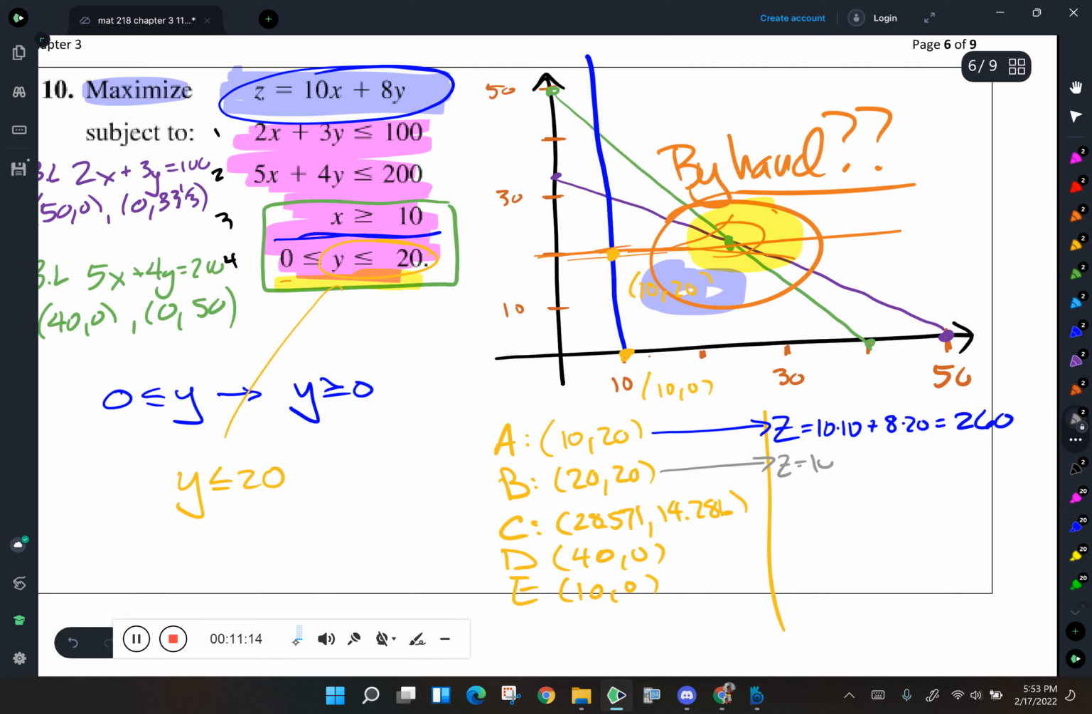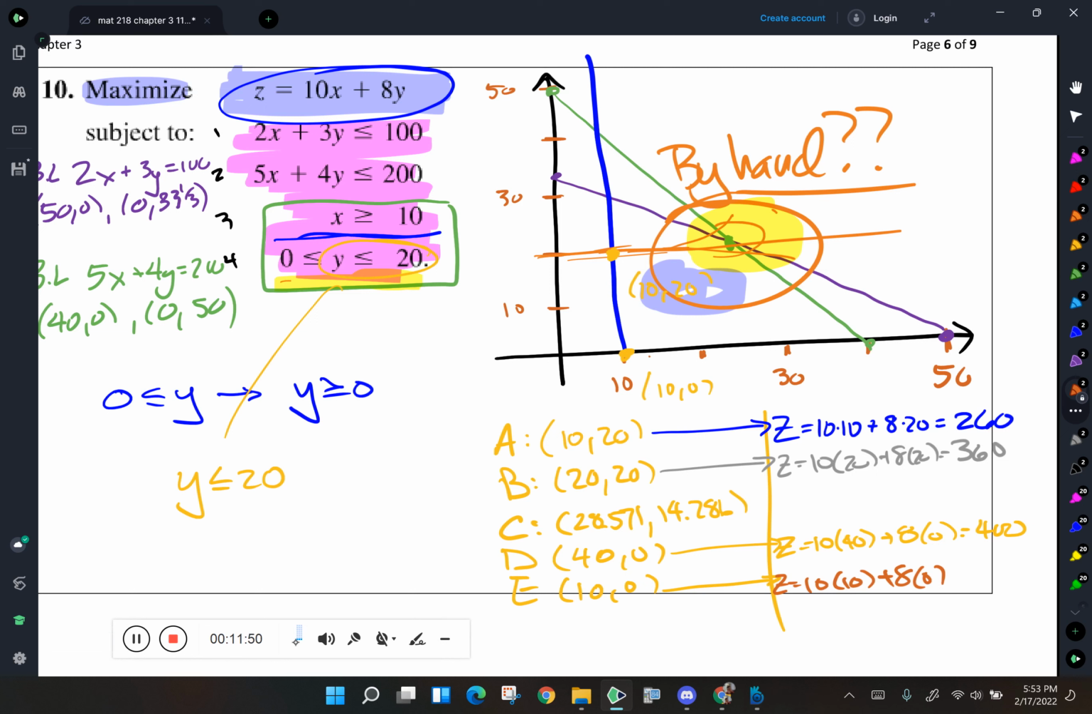Second corner: 10 times 20 plus 8 times 20. 200 plus 160 is 360. Fourth corner, I'm going to skip the third corner and come back to it. Z is equal to 10 times 40 plus 8 times 0, or 400. Down here, I've got Z is equal to 10 times 10 plus 8 times 0, 100.